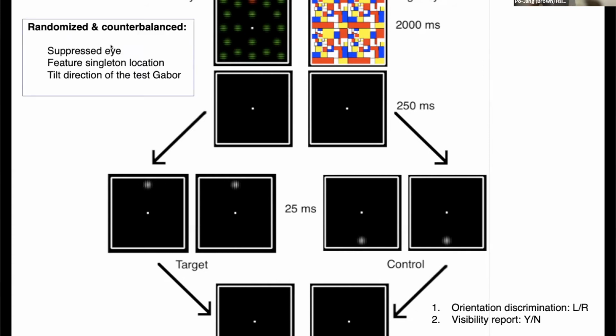And there are a few factors that are randomized and counterbalanced. For example, the suppressed eye is sometimes left, sometimes right. And the feature singleton location is not always here. It could be in one of the 12 locations on this ring position. And the tilt direction of the Gabor could be left or right. So everything is counterbalanced and randomized.